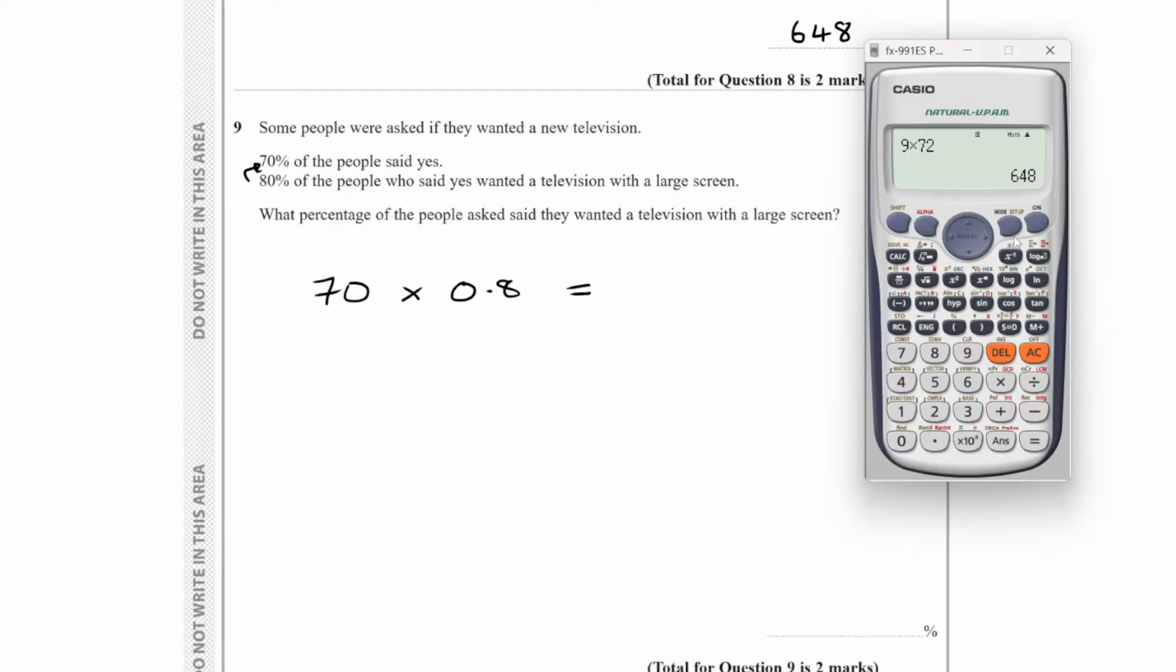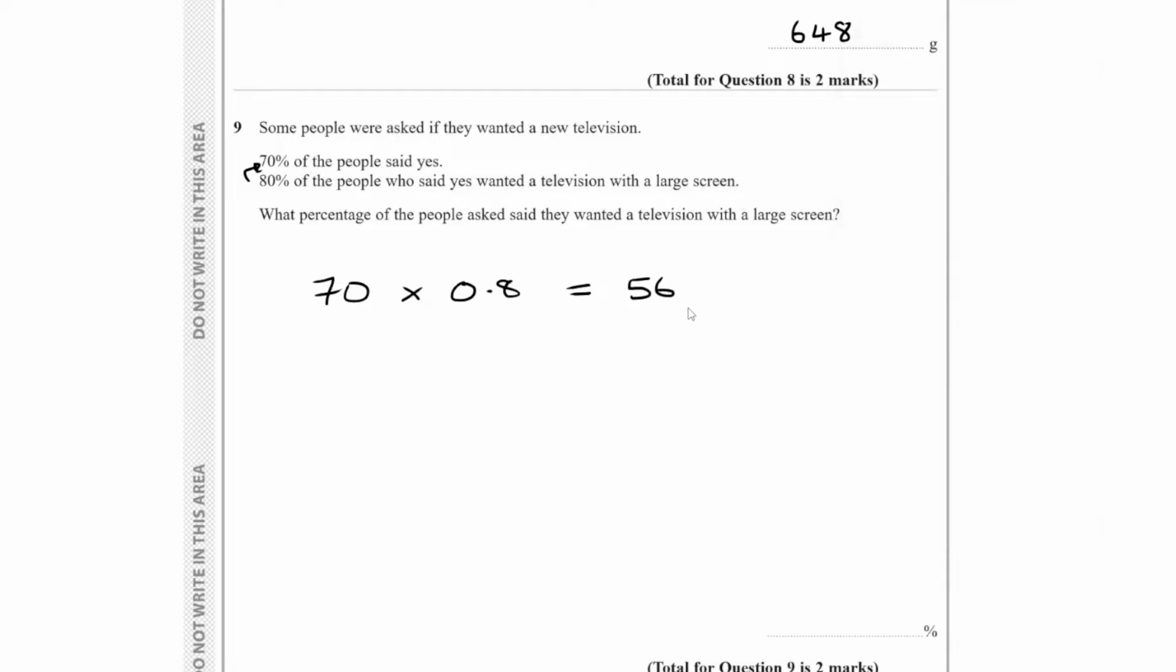So the way that I would work this out, especially as it's a calculator paper, is I would take 70 just as a number, and then I would multiply it by 80%, which is 0.8 as a decimal. If you do 70 times 0.8, that gives you 56. So it's 56% of the original.